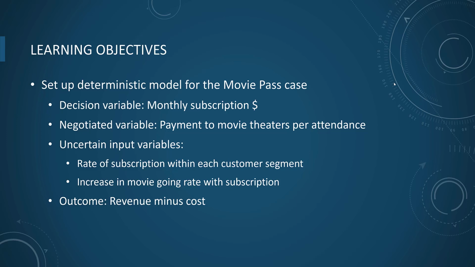Here we're looking at an actual company that sold a monthly subscription, like Netflix, where you have a monthly fee. You take the coupons and go to any movie theater and watch the movie. The movie theater takes your coupon and then collects the cost from the company, MoviePass. That's the scenario, and we have some decisions.